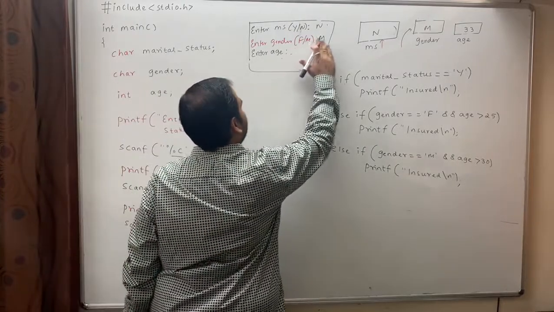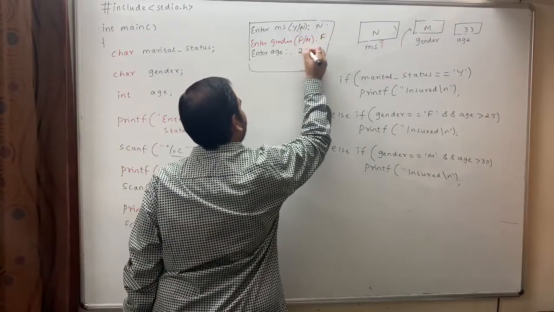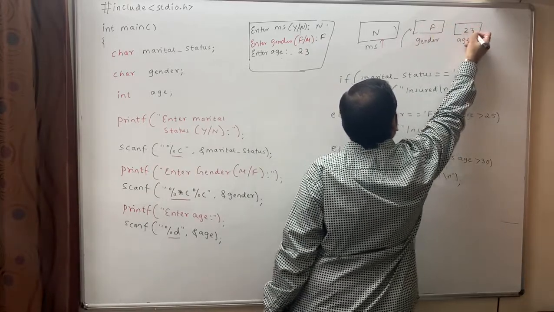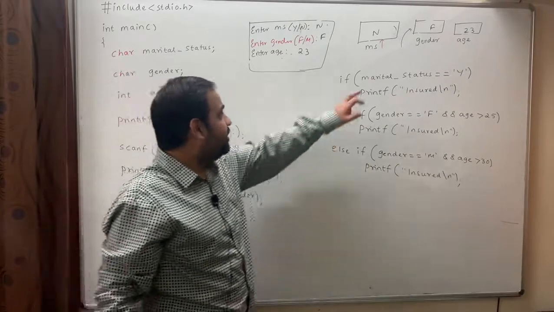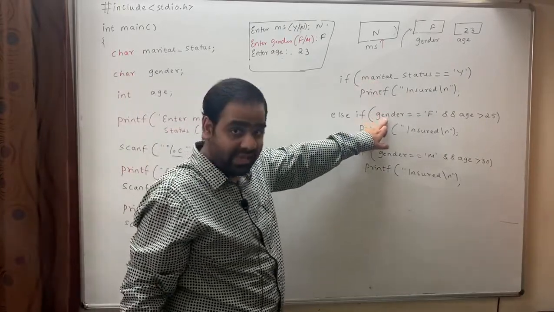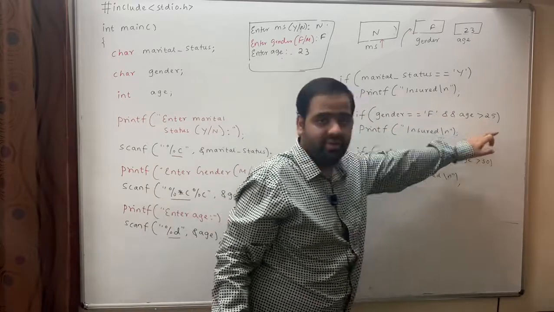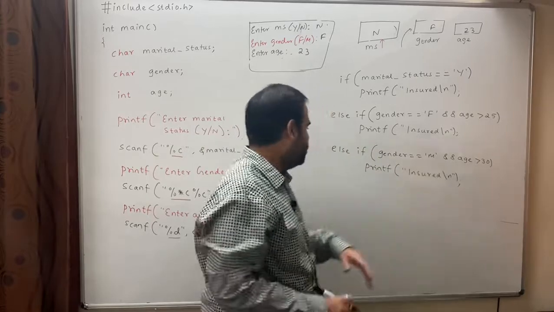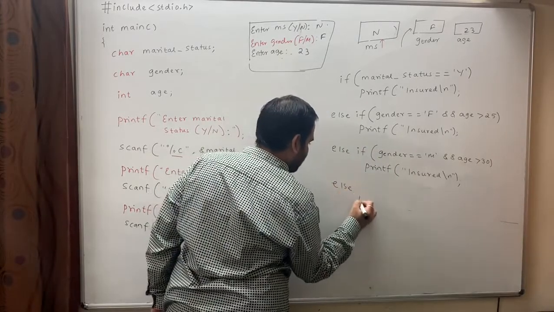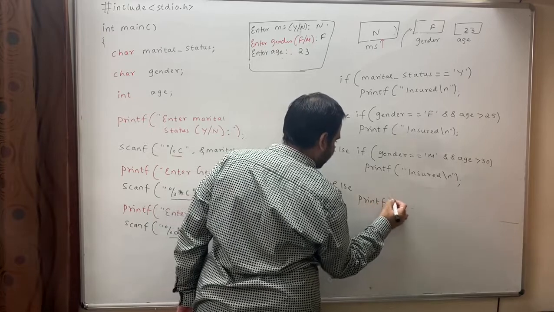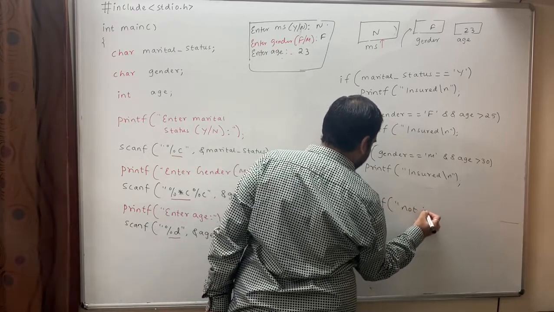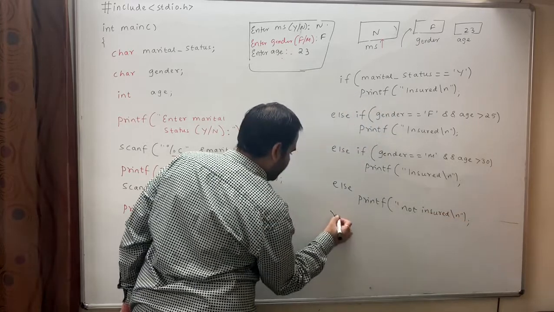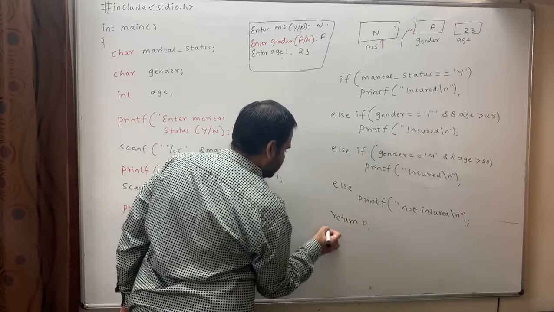Now let's say unmarried female and 23 years. The answer should be not insured. Is N equal to Y? No. Gender is F? Yes. Now check here. 23 greater than 25 false. Now since this is false, you have to come over here. F equal to M. No. Therefore, we have to execute the else, and I write over here printf not insured, and we say over here return 0 and stop the procedure.